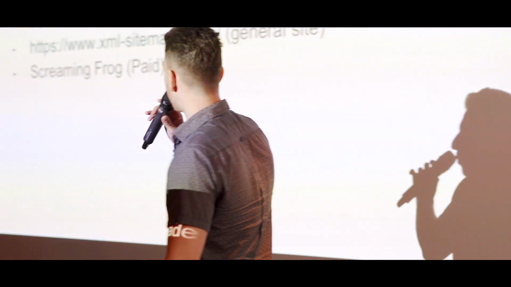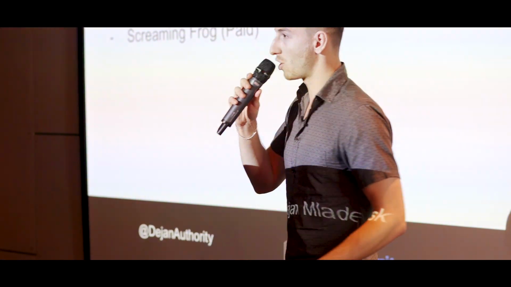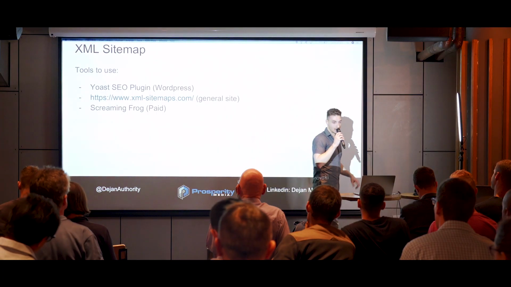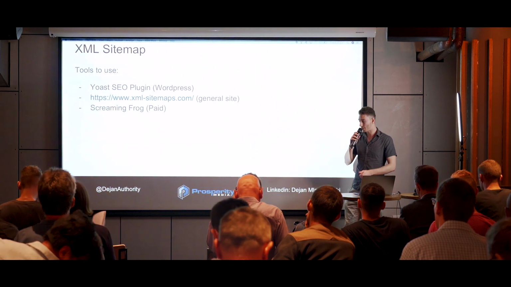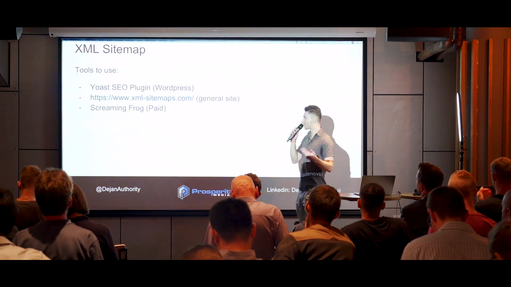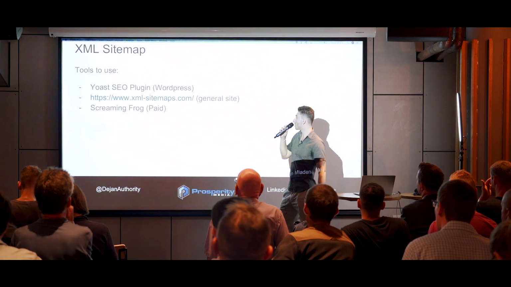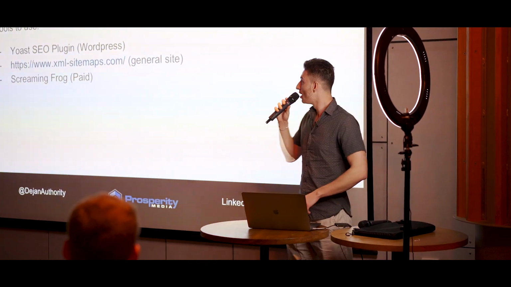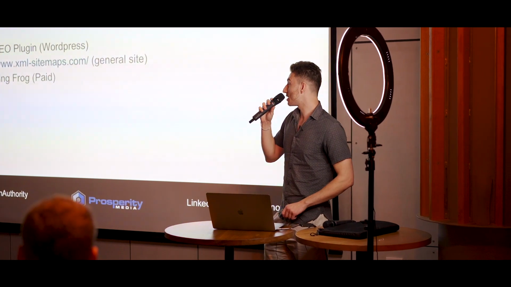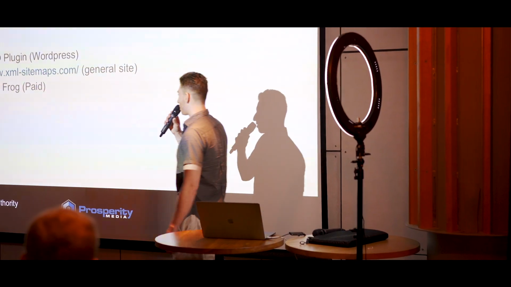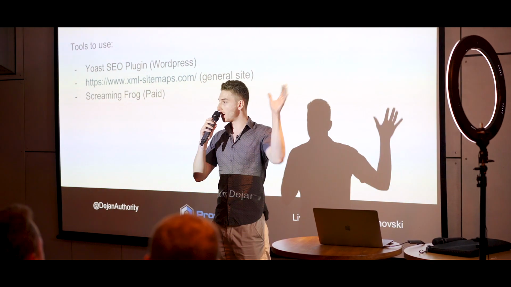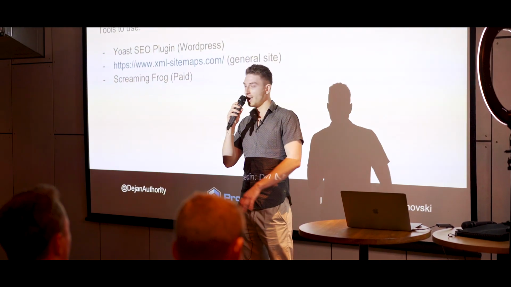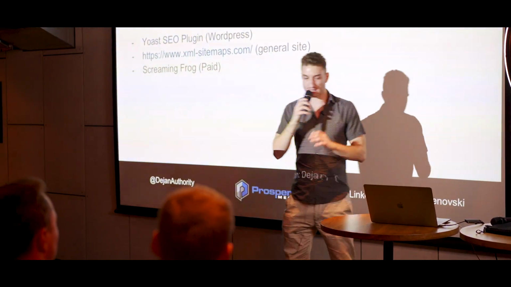Tools we use to create the XML sitemap. If you're using WordPress, feel free to use the Yoast WordPress plugin. This creates quite a good sitemap. It separates it by posts, pages, images, etc. XMLsitemaps.com is good if you have a general site that's not running on a CMS. And my personal favorite is Screaming Frog. This creates a brand new XML sitemap for you. It scrapes all the pages on your site, and creates an XML sitemap ready to upload.